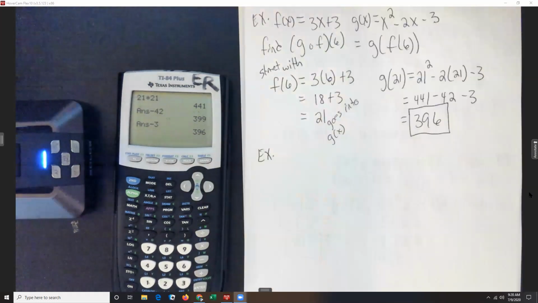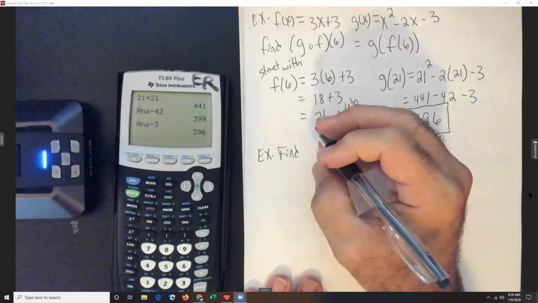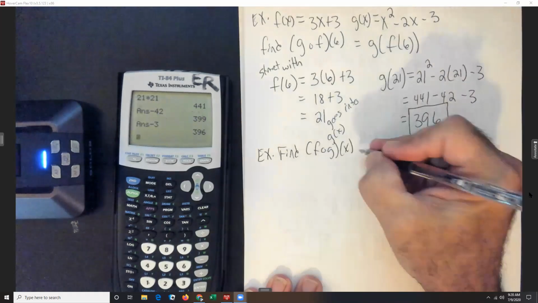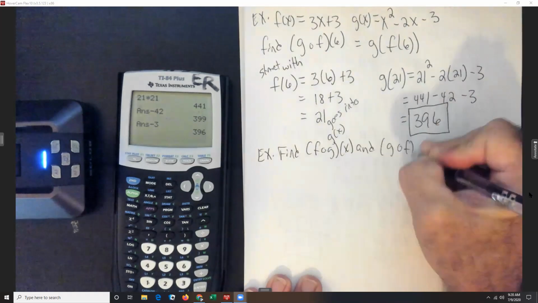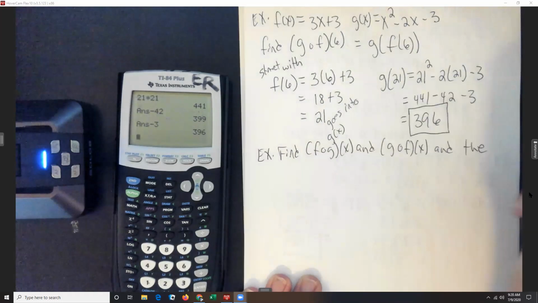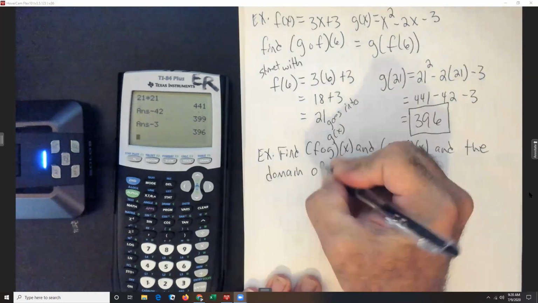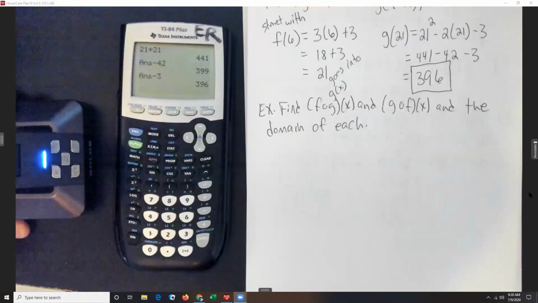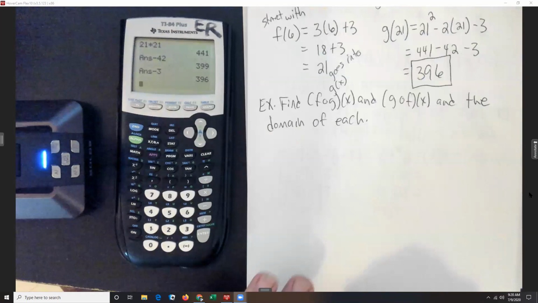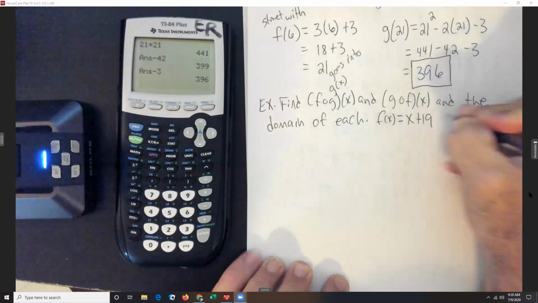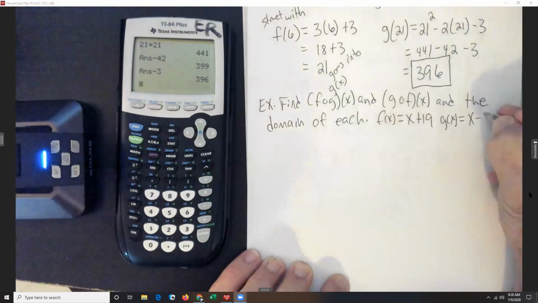All right, this one they want me to find f of g of x and g of f of x and the domain of each. So now I've got to find what f of g of x and g of f of x are, and then I got to find the domain of each of these. They're giving me f of x equals x plus 19. G of x is going to equal x minus 19.